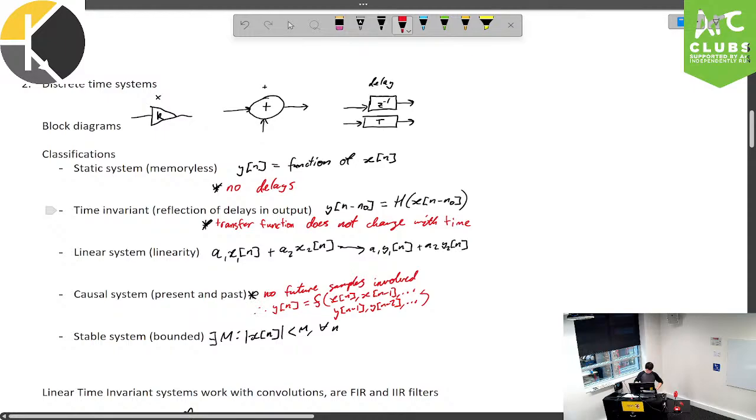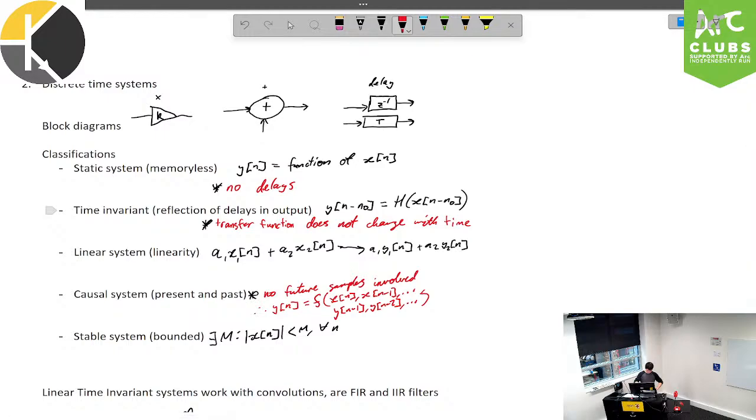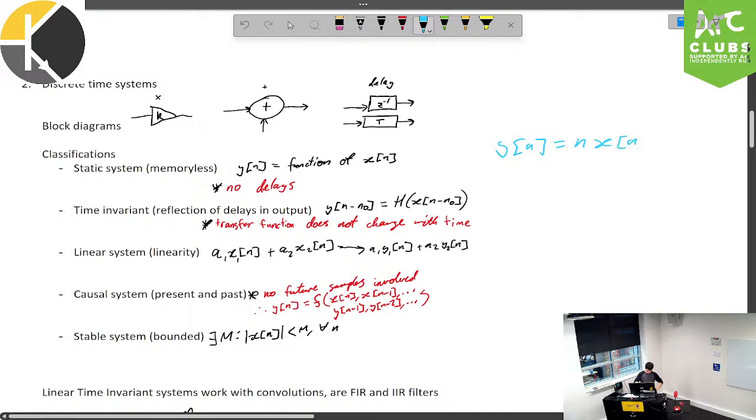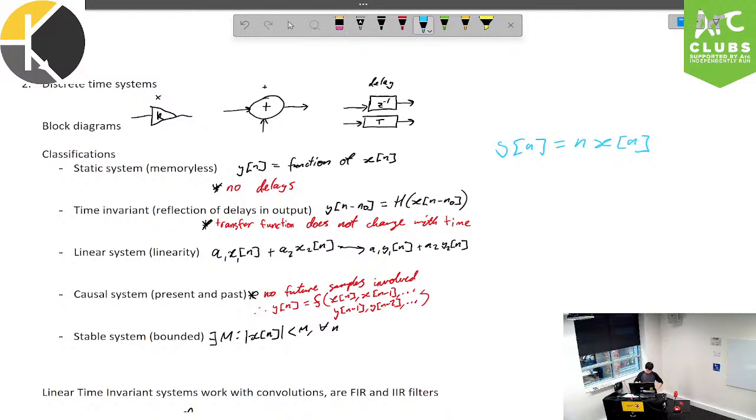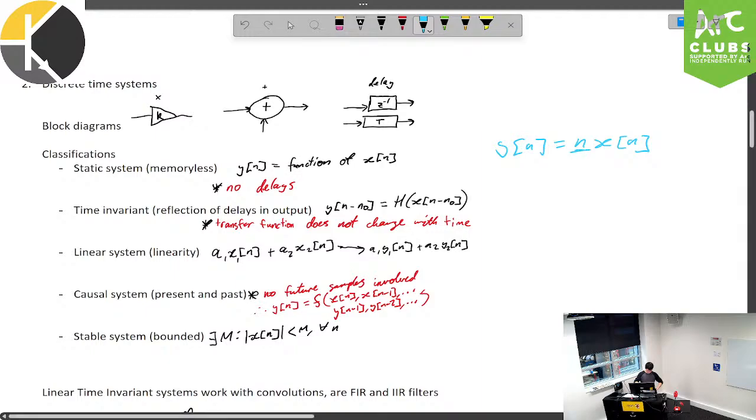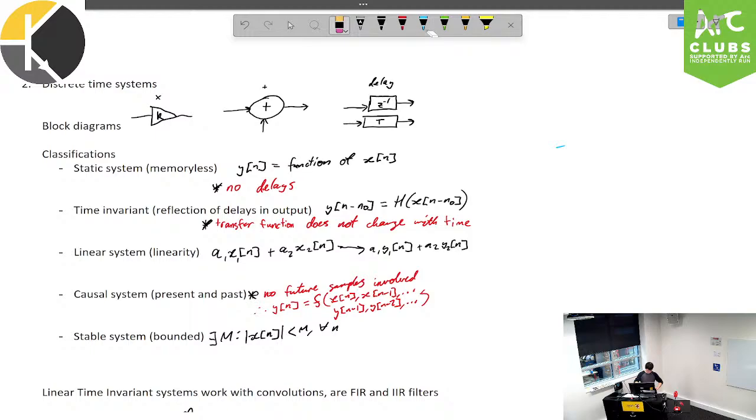Okay? Next up, we have time invariant systems, which are, in other words, my transfer function that I'm dealing with doesn't change. Okay? It doesn't change with respect to time. Let's give an example. If y[n] equals n x[n], then at certain times, I'm not going to get a signal. And so it actually changes with respect to time. It is time variant because this n varies with time. Okay? So that's one thing we have to be mindful of.